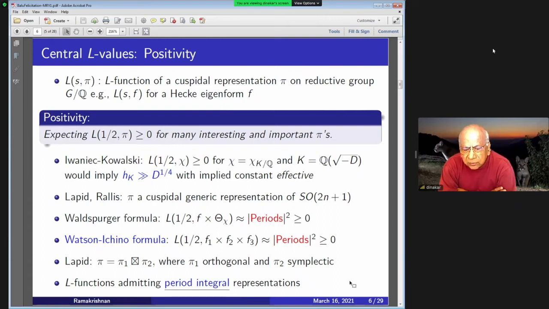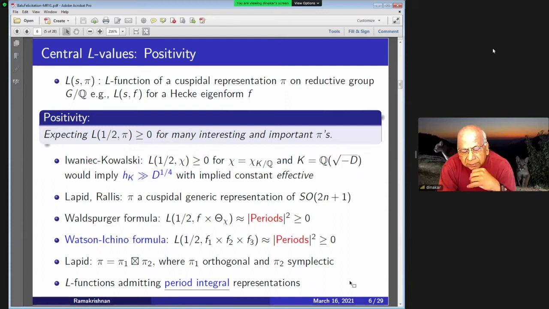And then the Waldspurger formula: one knows also L(1/2, f), the Rankin-Selberg L-function of a holomorphic form, could be a Maass form too, times a theta series. And he proved that that's approximately, with controllable factors, the square of a certain period, and so you get non-negativity from it. And then also the Watson-Ichino formula, which gives a formula for the triple product, also in terms of the square of some periods, and that also implies it's greater than or equal to 0.